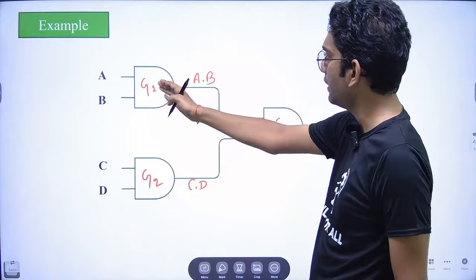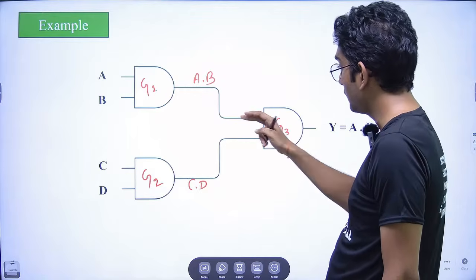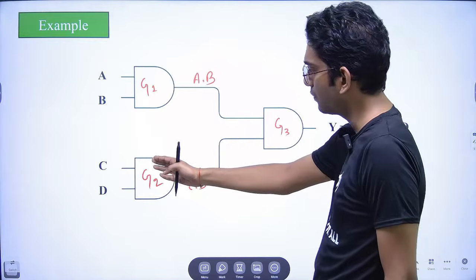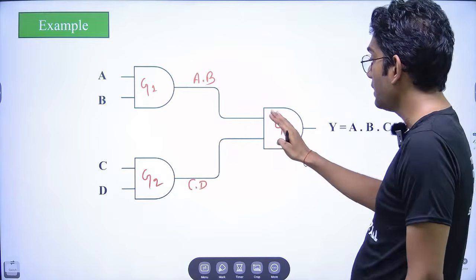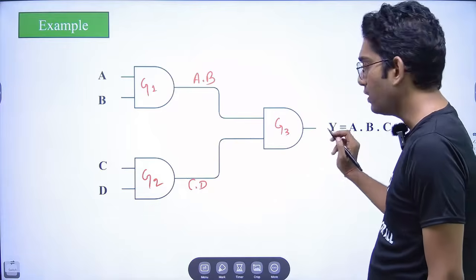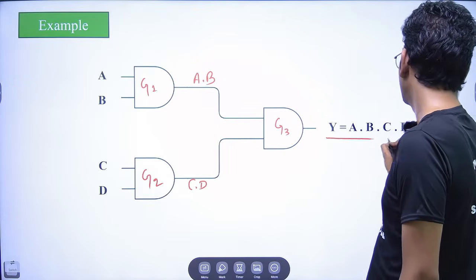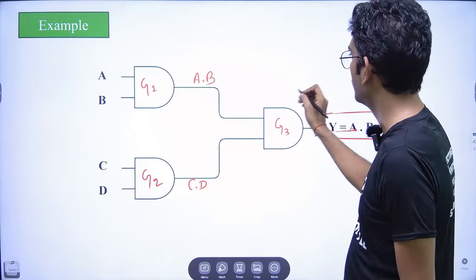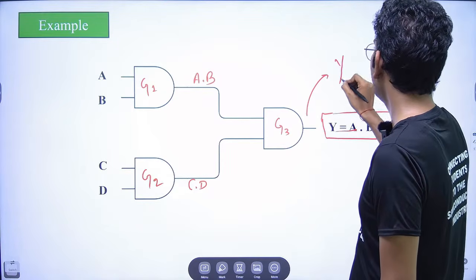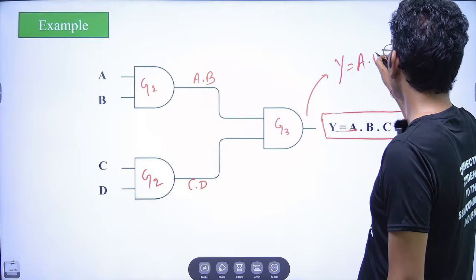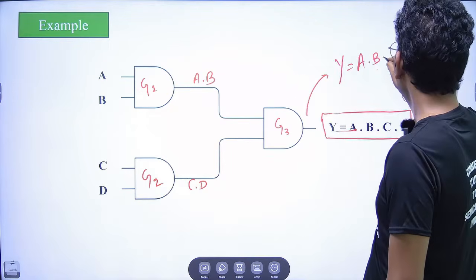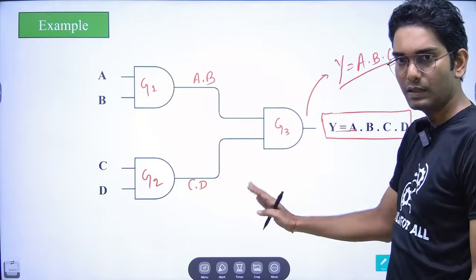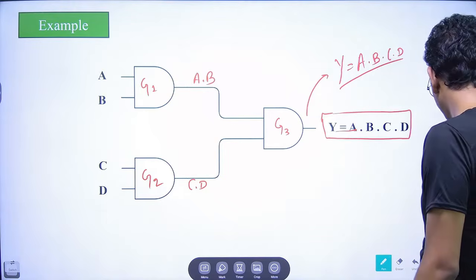When the output from gate 1 is passed as an input to gate 3 and the output from gate 2 is passed as an input to gate 3, then what is happening? We will get the final result. Now here it will do AND of these two. So what we will get? We will get Y equals A dot B from here and C dot D from this part. Fine. So this is the basic example of the AND gate.